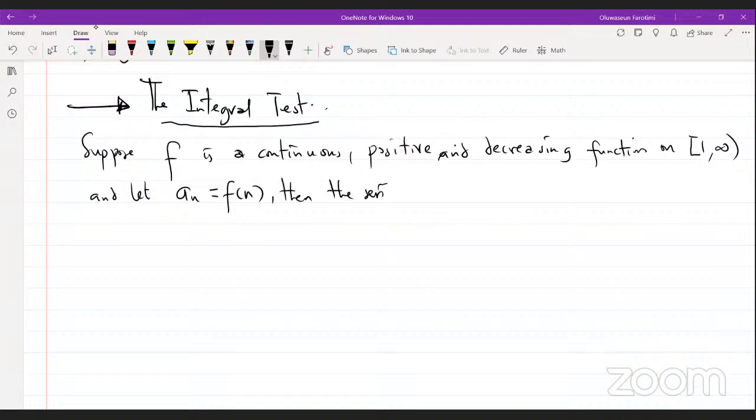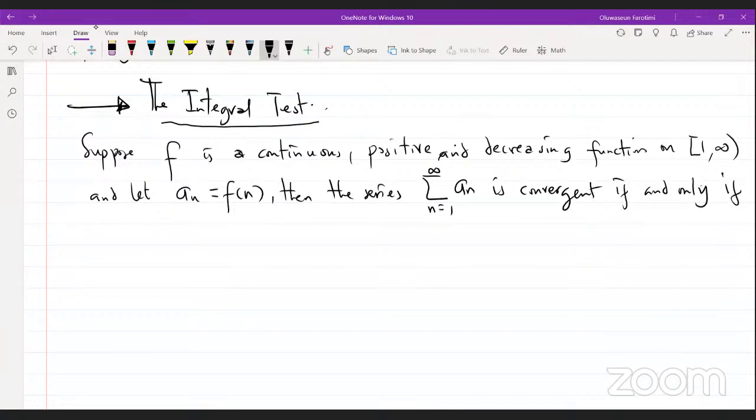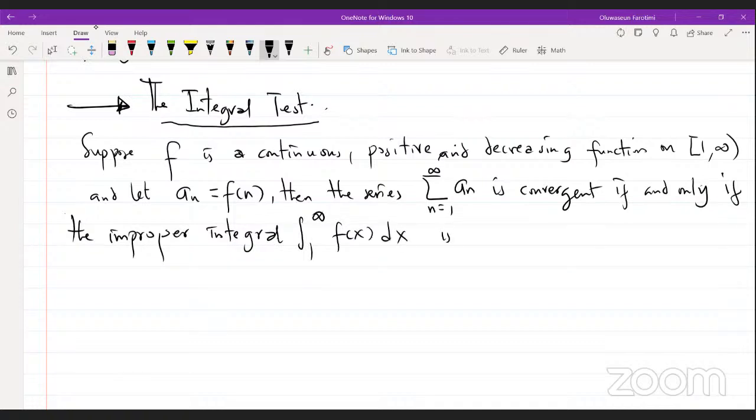Then, this is the statement of the integral test: the infinite series is convergent if and only if the improper integral, which we learned from section 7.8, the integral from 1 to infinity of f of x dx, is convergent.